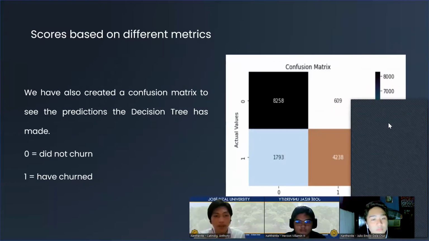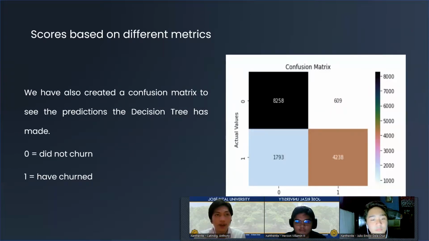Based on this graph, we have also created a confusion matrix to see the predictions that the decision tree has made. 0 stands for those who did not churn, and 1 for those customers that have churned. The black box is for the true negative, the white is for false positive, the blue is for the true positive, and brown is for false negative.